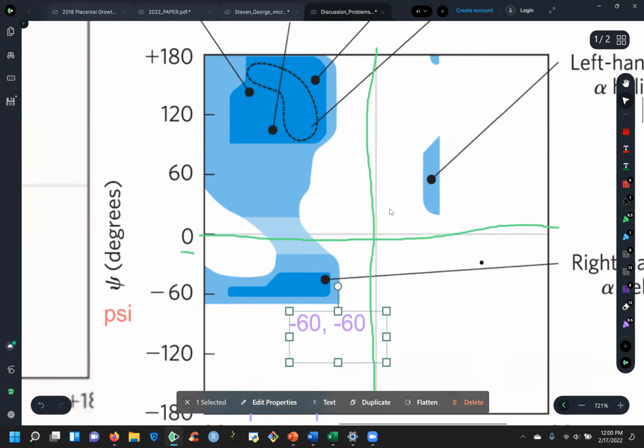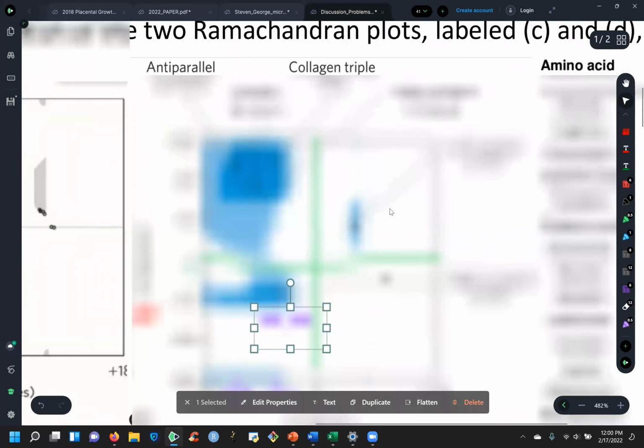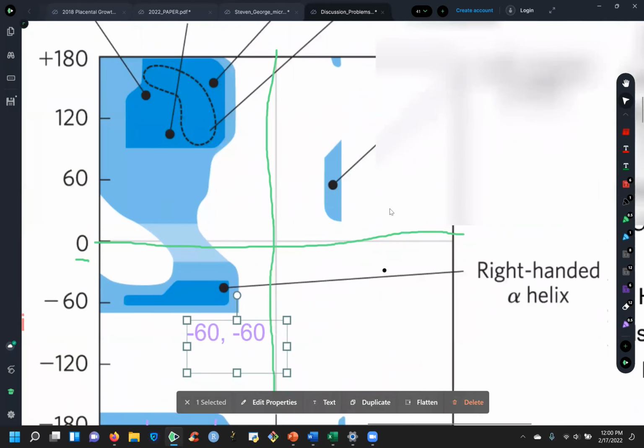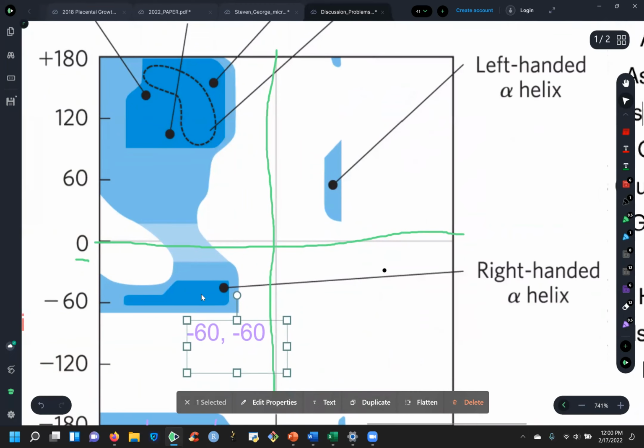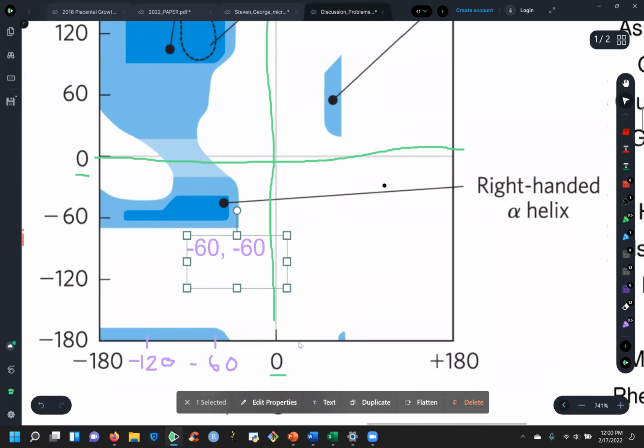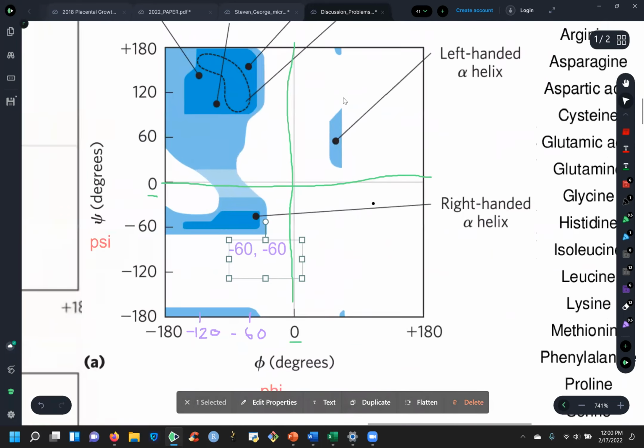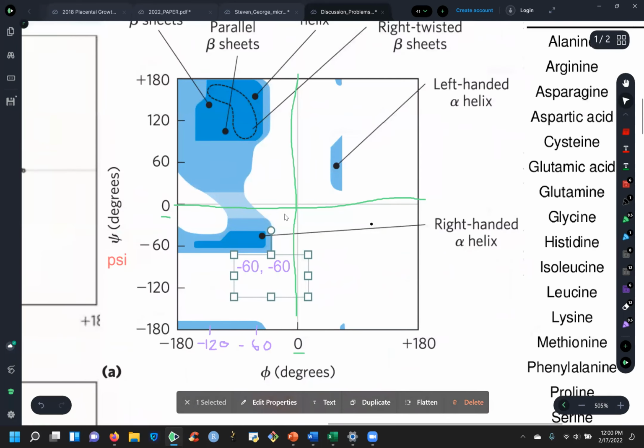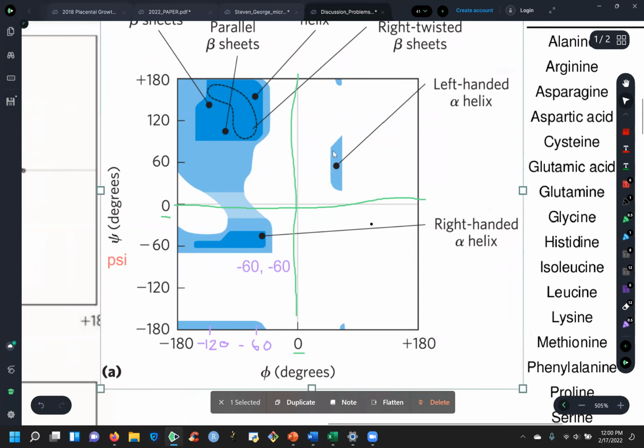Okay. All right, so the next one, we have a left-handed alpha helix. So this dot over here, that one down there was a right-handed alpha helix. Now we're looking at a left-handed alpha helix. And that looks to be at positive 60 and positive 60, okay? So you don't have to memorize the angles, but just know which quadrant the dots are in. So here's a left-handed alpha helix, okay? So we know that the alphas are over here.